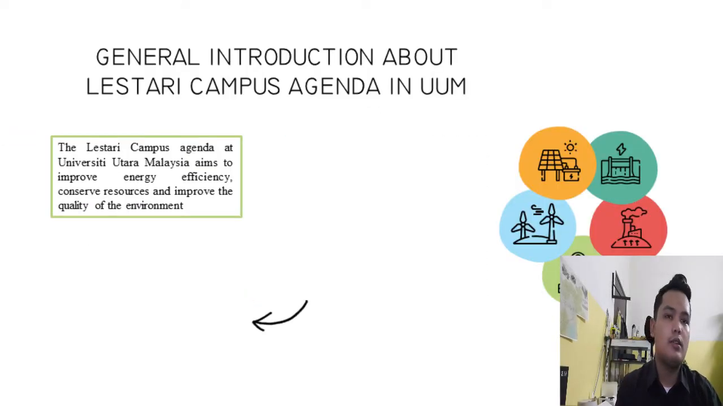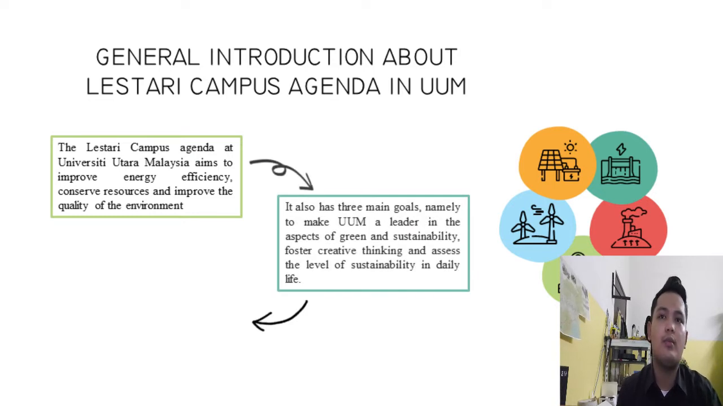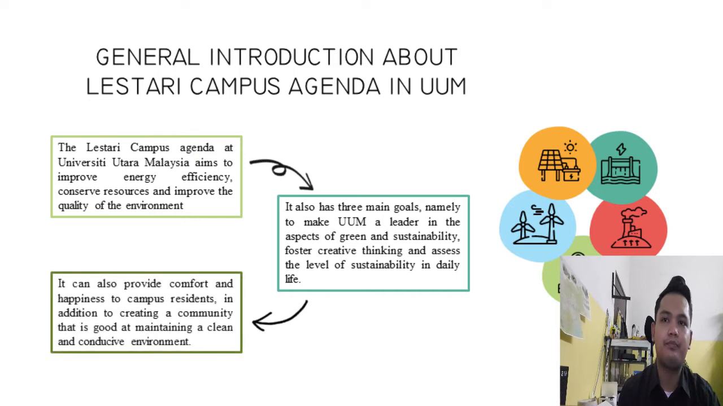As an introduction, the LESTARI Campus Agenda at UUM aims to improve the energy efficiency, conserve resources and improve the quality of the environment. It also has three main goals, namely to make UUM a leader in the aspect of green and sustainability, foster creative thinking, and assess the level of sustainability in daily life. It can also provide comfort and happiness to campus residents in addition to creating a community that is good at maintaining a clean and conducive environment.